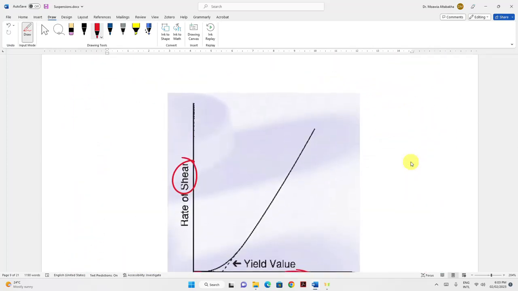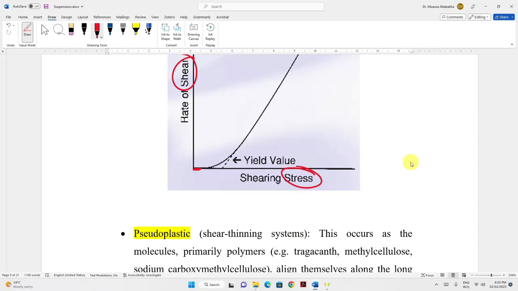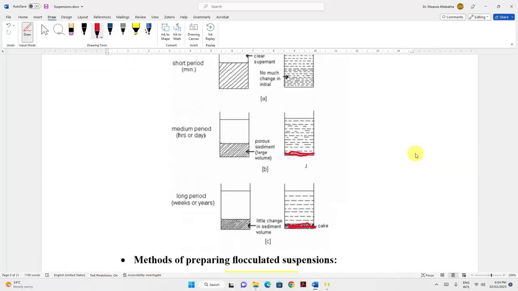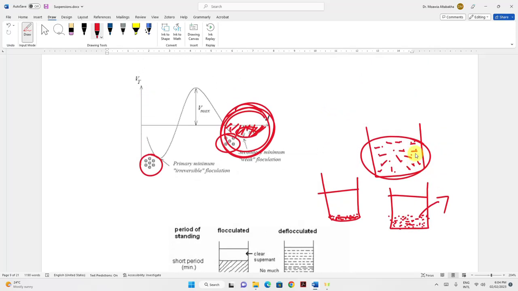That's why if you see here in the graph, first you will see that it's not responding to you even though you are stirring or moving, but the suspension is not moving with you. But then you will start getting this normal movement like Newtonian liquids. Now the point here is called yield value, and it represents the strength of attraction here. How strong is this floccule?